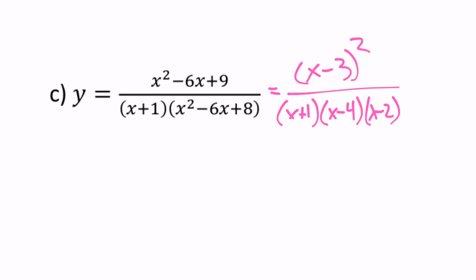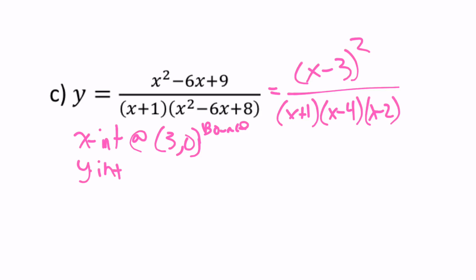No holes, no common factors there, but I do have an x-intercept at 3, 0, and that x-intercept will bounce. So I'll give myself a little reminder because of that squared.